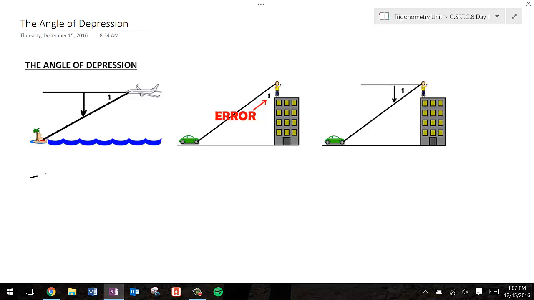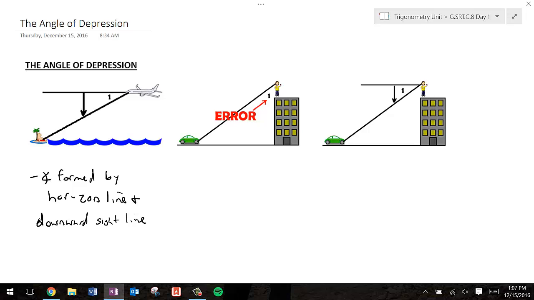And this is the angle formed by that horizon line and the line of sight downward. So the horizon line and our downward sight line. Okay, so for instance, the angle of depression would be from the plane looking down towards the man. Okay, that's the big difference.